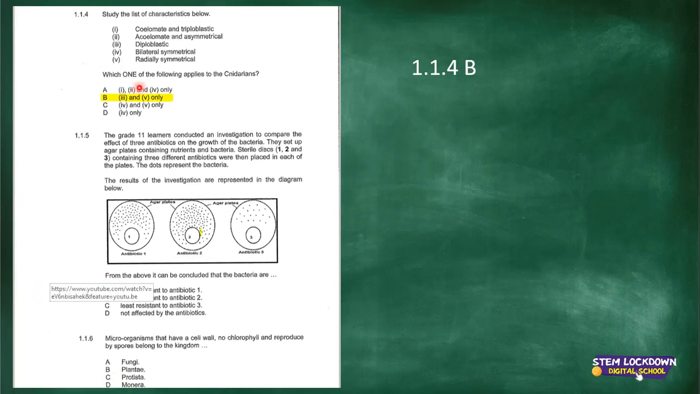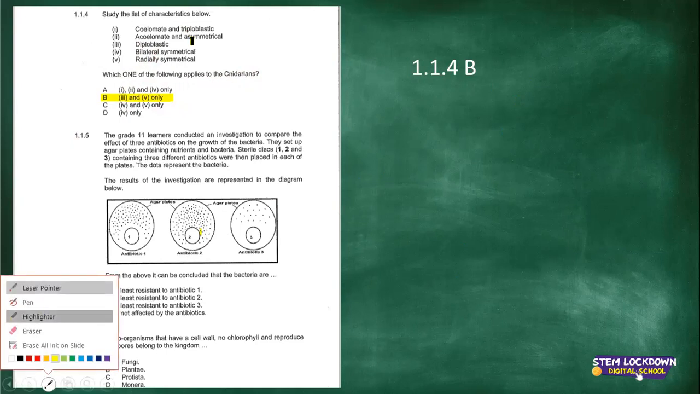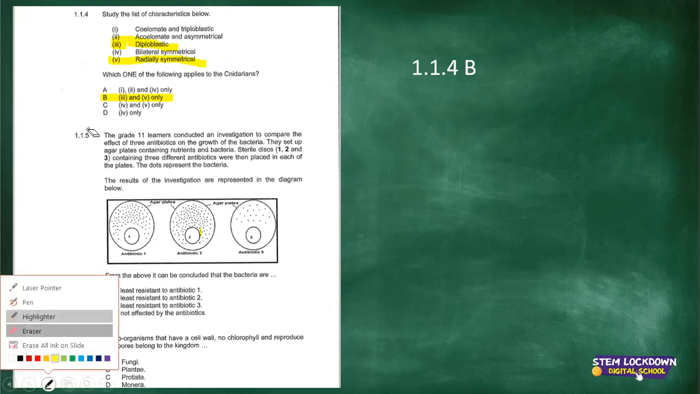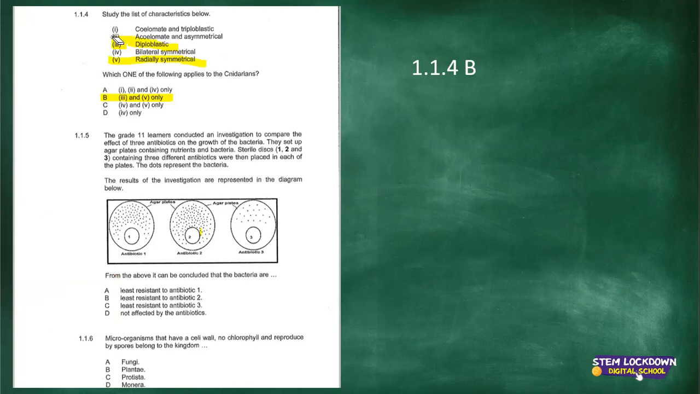And now, I'm sorry, I didn't explain this properly. Cnidarians, it's three there. Let me highlight those ones as well. Cnidarians, it's what? It's diploblastic, and V, which is radially symmetrical. So those apply to the cnidarians. Those are the features you'd find in cnidarians.